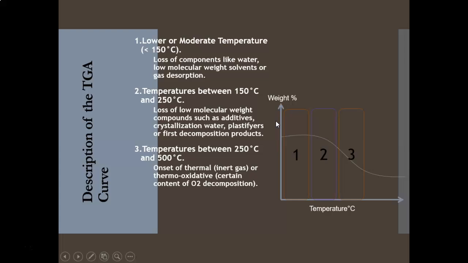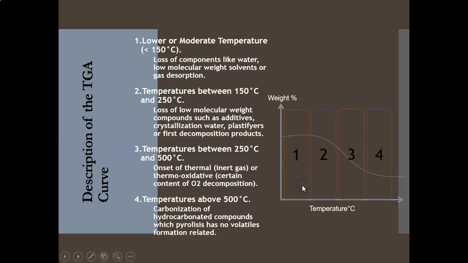And temperature between 250 and 500, it is the onset of thermal decomposition in inert gas, or thermo-oxidative decomposition, which has a certain content of oxygen. And the last one is the temperature above 500 degrees C, which is the carbonation of the hydrocarbonated compound, which pyrolysis has no volatile formation related.